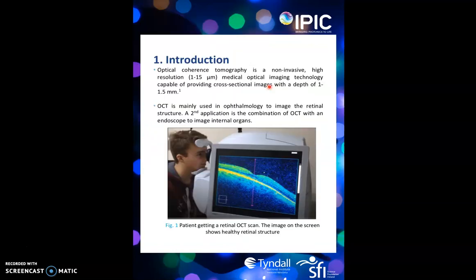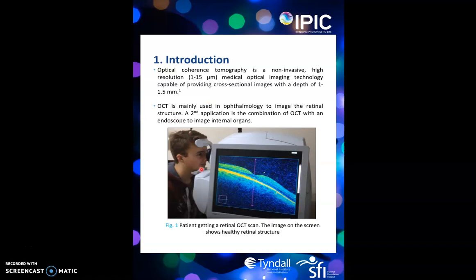So think about the following situation. You have a visual impairment, you go to an ophthalmologist, and he or she tells you that you may have a problem in your retina. How would you be able to see this? Well, how would you be able to see this if your retina is approximately 25 millimeters in depth beyond your cornea? For this purpose, there is a technology called Optical Coherence Tomography, which is a non-invasive, high-resolution 1 to 15 micrometer medical optical imaging technology capable of providing cross-sectional images with a depth of 1 up to 1.5 millimeter.